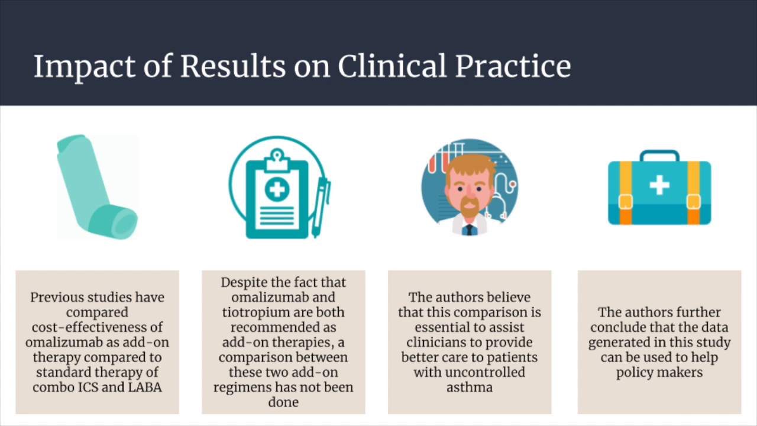So next we'll be discussing the impact of the results on clinical practice. Previous studies have compared cost-effectiveness of omalizumab as an add-on therapy compared to standard therapy of just the combination of ICS and LABAs. A comparison, however, has not been done between omalizumab and tiotropium, which have both been recommended as add-on therapies. So the authors believe that in order to help clinicians and providers give better care to patients with uncontrolled asthma, this sort of data is really important for them. Additionally, they also conclude that the data generated in the study can be used to help policymakers make better decisions.